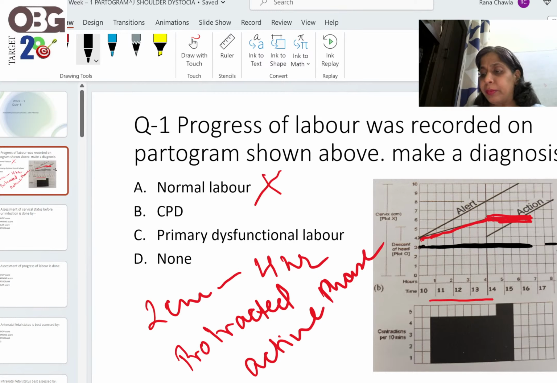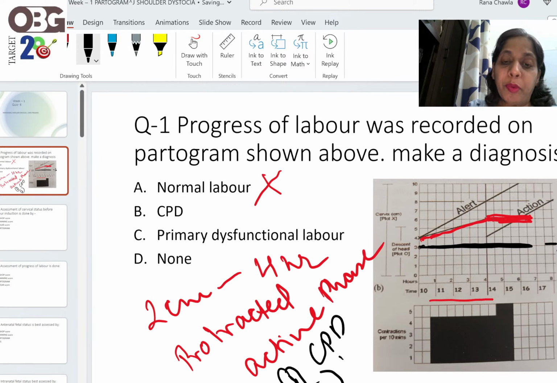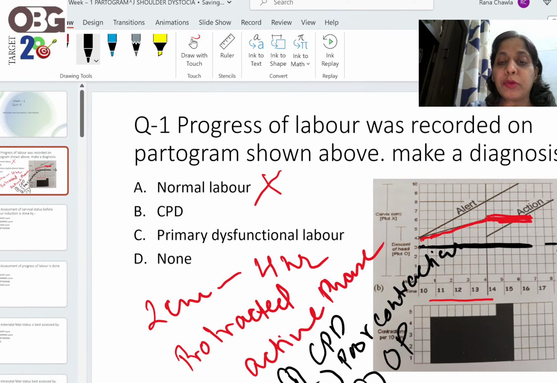So this is something between the protracted active phase and arrest of the active phase. So the diagnosis is between these both. Of course, it is protracted and it is going toward arrested, but it is not arrest of the labor. So now it is not a normal labor. So it's a protracted active phase. The options for it are CPD, poor contractions, and the next is occipito-posterior.